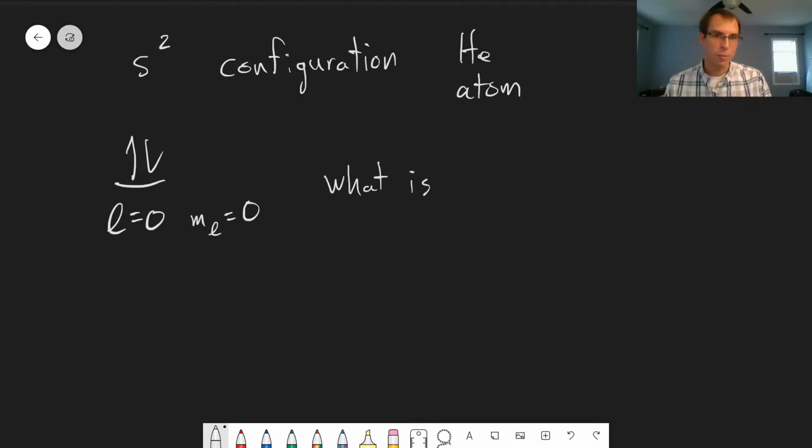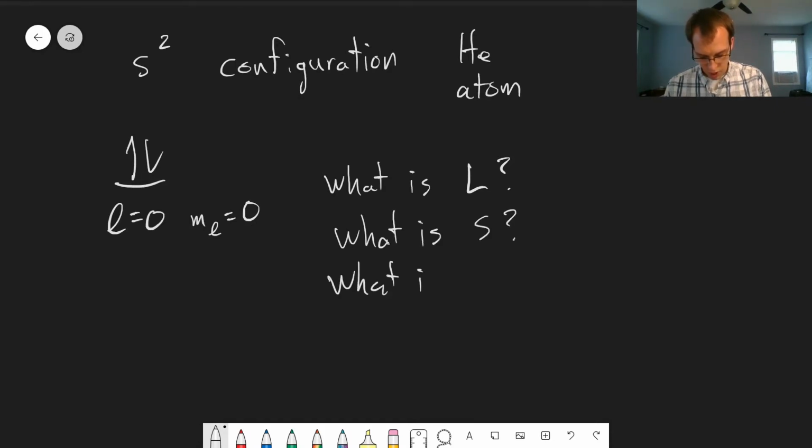what are our capital letter quantum numbers? What is L? What is S? And what is J? Those are our 3 quantum numbers that we use to define terms here. Okay, so L is equal to, well, we know that our value of L is 0. So if we add together all of our L's, we get L is equal to 0.